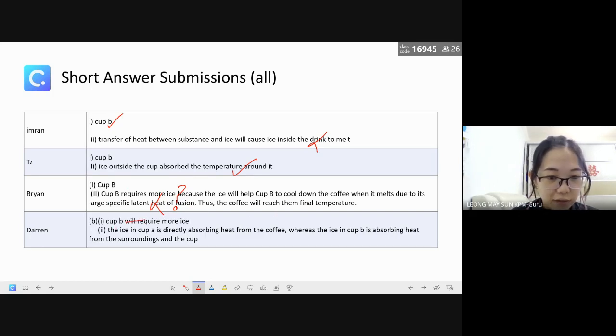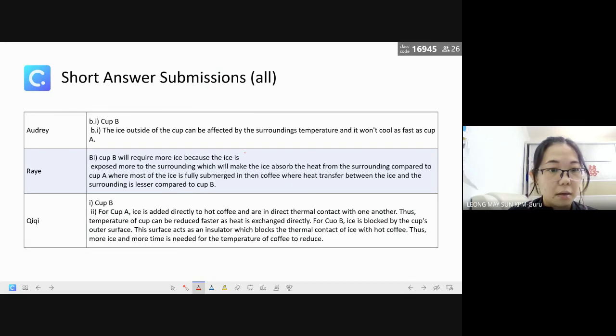Darren, you don't have to write require more ice directly. Cup B is sufficient. Again, Darren, don't answer cup A. I will look at: ice in cup B is absorbing heat from the surrounding. Yes, this is the answer that I'm searching for. The ice in cup B is absorbing heat from the surrounding, or absorbing heat from the temperature around it. Audrey, ice outside the cup can be affected by the surrounding. Okay, correct.